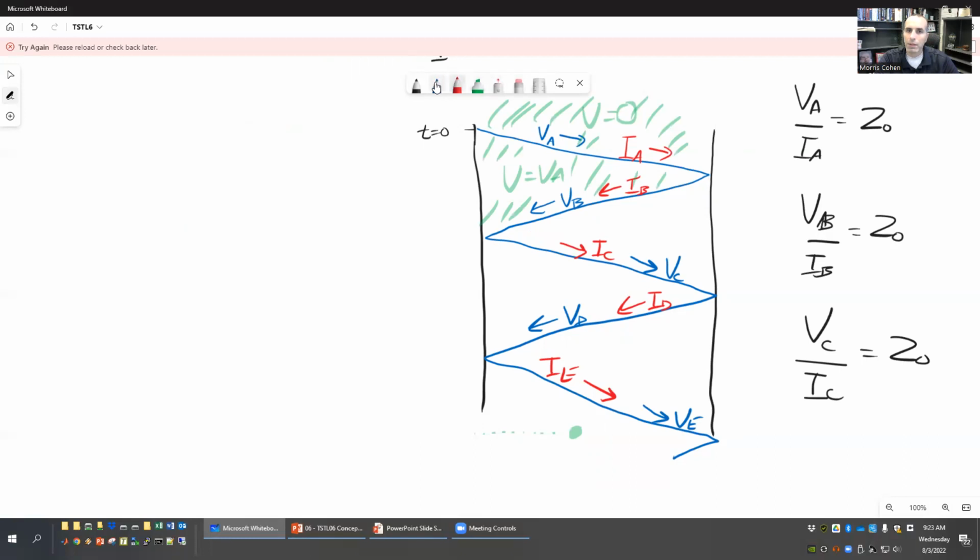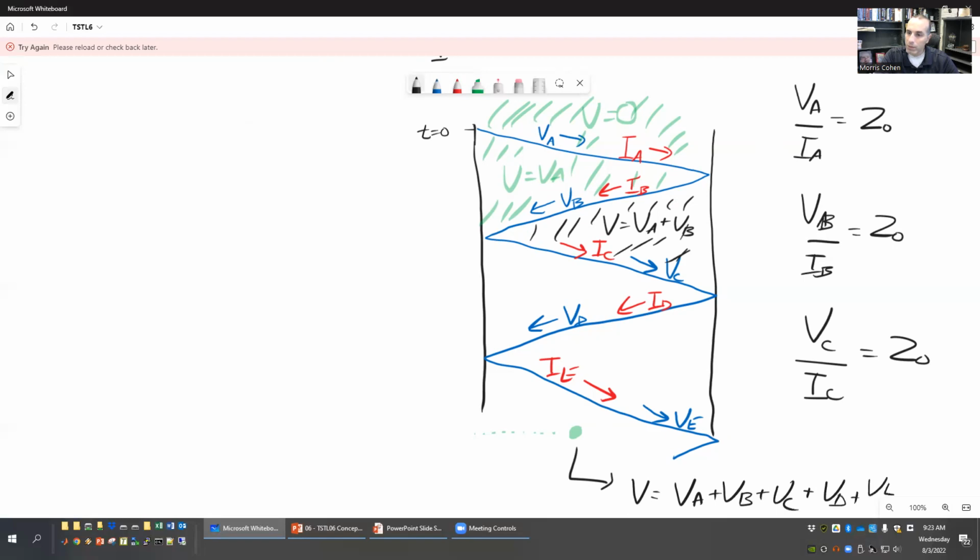All right, let's repeat this again. The voltage right here, V, will equal VA plus VB, because the second wave, VB, has swept by, and it adds on top of the wave that existed before. So the voltage everywhere in here is just going to be VA plus VB. Moving on, the voltage right here will be just the sum of all the waves that have swept by. So V equals VA plus VB plus VC plus VD, just the sum of all those.